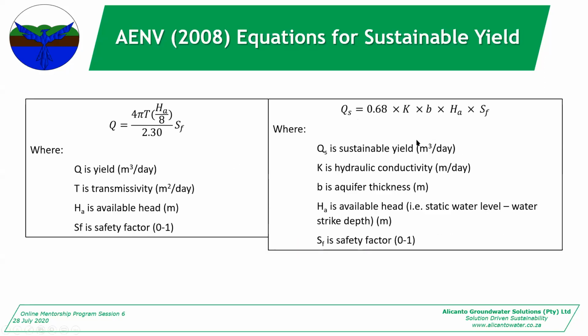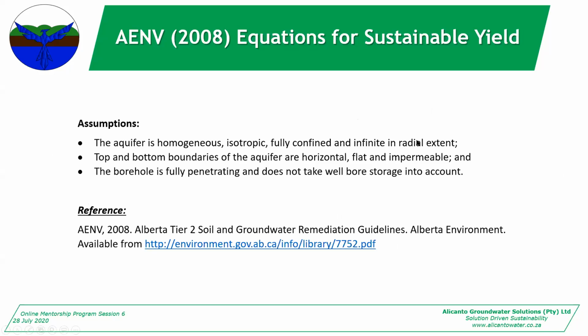Yeah, the assumptions on these is that the aquifer is homogeneous, isotropic, fully confined and infinite in radial extent. Top and bottom boundaries of the aquifer are horizontal, flat, and impermeable. And the borehole is fully penetrating and does not take wellbore storage into account. Yeah, does that look familiar to anyone? No. Shocking.